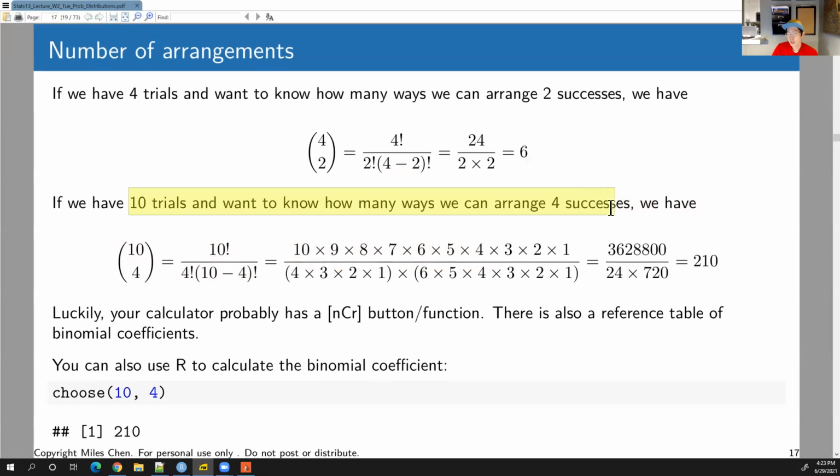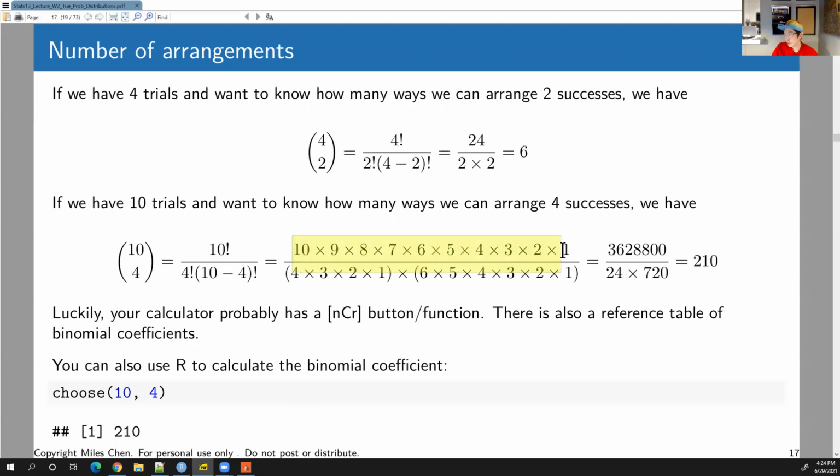Okay. If we had 10 trials and we want to see how many arrangements there are to get 4 successes, we would have 10 choose 4. So we would write n choose k, 10 factorial divided by 4 factorial times 10 minus 4, 6 factorial. So 10 factorial is this, 4 factorial is this, 6 factorial is this. And so all of these numbers get quite big. 10 factorial is 3.6 million. And it becomes 210. Okay.